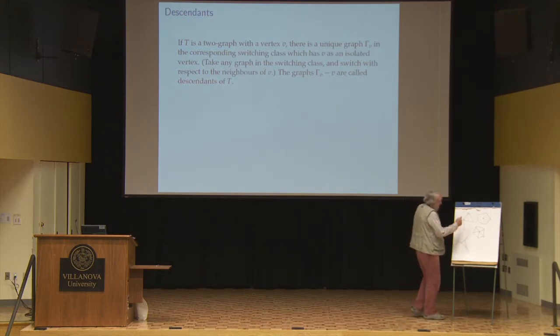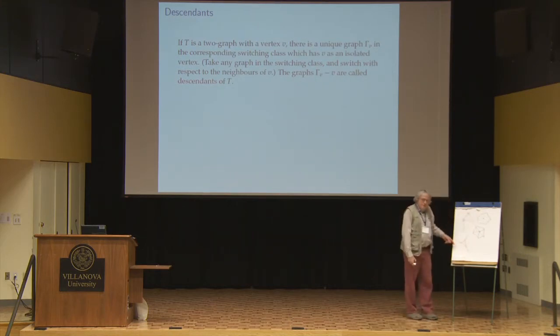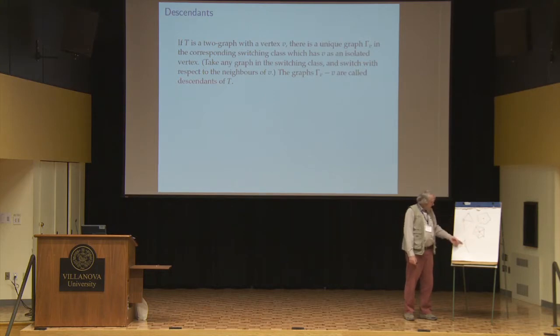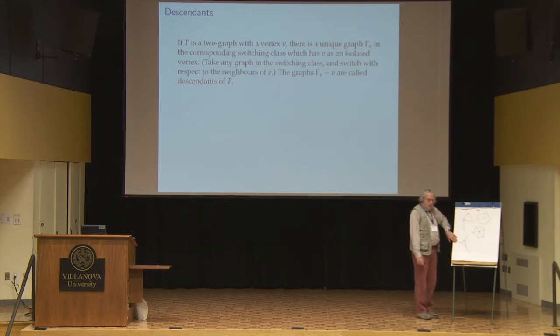So here's an example. This is the switching class associated with the icosahedron, right? So there's one more, but here is the graph. This vertex is isolated here. And if I took one of the others and I wanted to make this vertex the isolated vertex, what would I have to do?